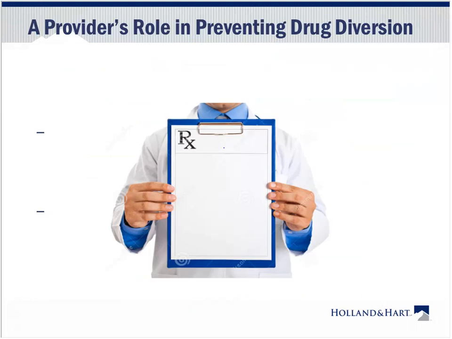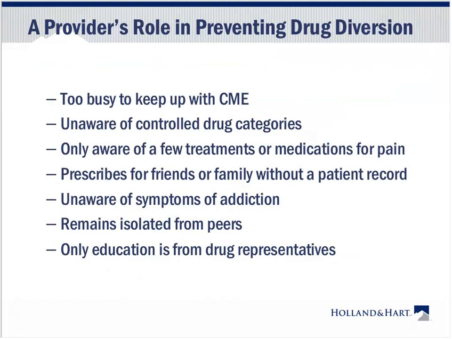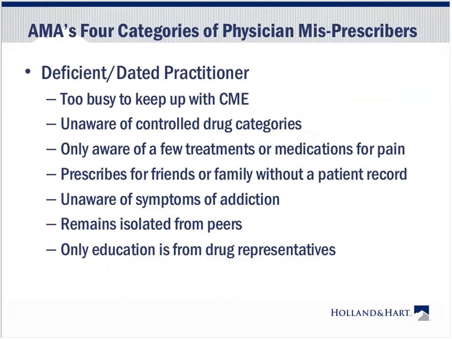So understanding now that we have this big problem and that it can really have some significant consequences, what's a provider's role in preventing drug diversion? The AMA has come up with 4 categories of physicians who misprescribe, starting from unintentional to intentional. And I think it's important to look at these as we start to get into what we can do to prevent it. We need to understand why it's happening.